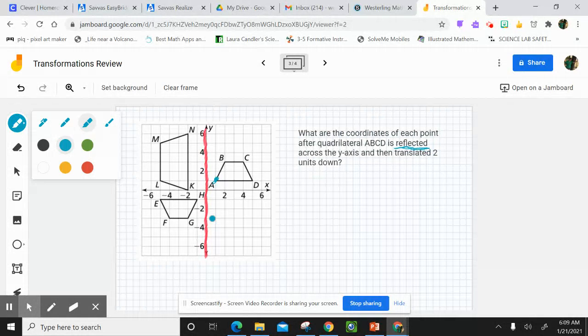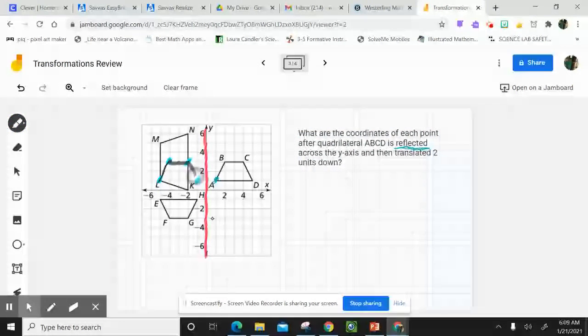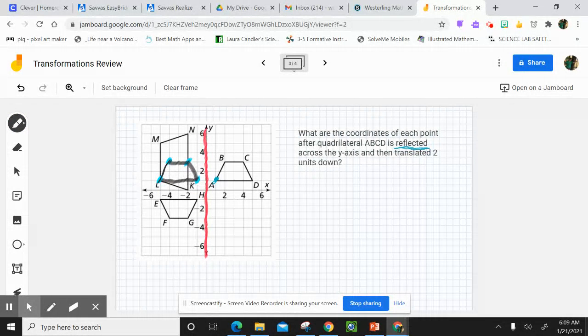Okay, so A is 1 away. We don't change how far up and down we are going. We're just flipping it across. B is 2 away, so I'm going to put B there. C is 4 away, so that goes there. And D is 5 away, so it'll go here. So that is after my reflection.